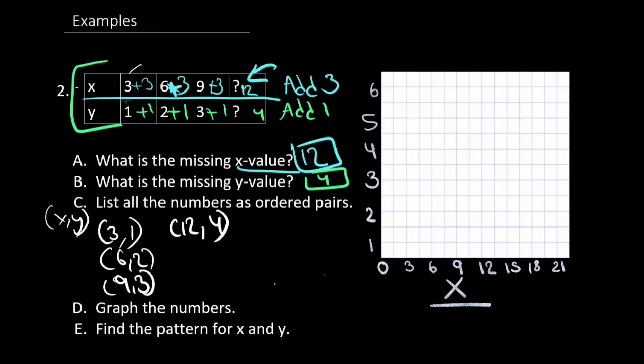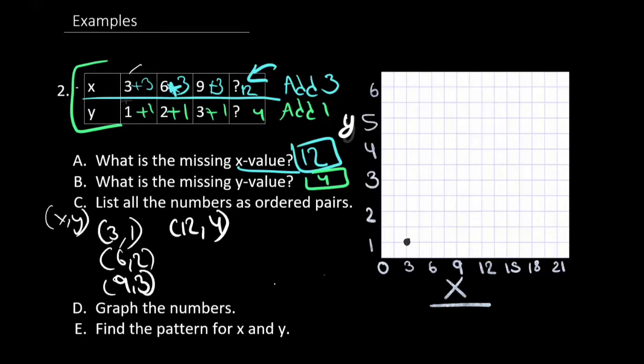And it says graph the numbers. So we found the ordered pairs. All we have to do is graph them. So our first pair is 3 comma 1. So our first one is 3 comma 1. I see that 3 is right here and 1 is right here. So it will go here.